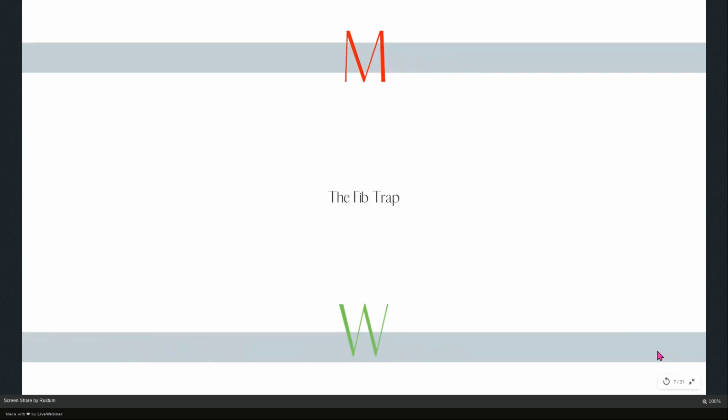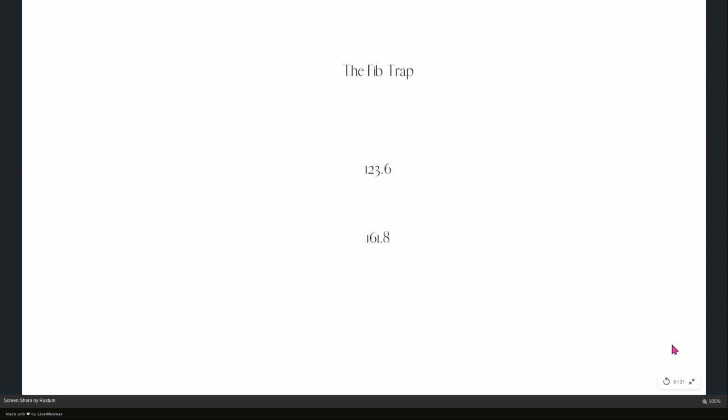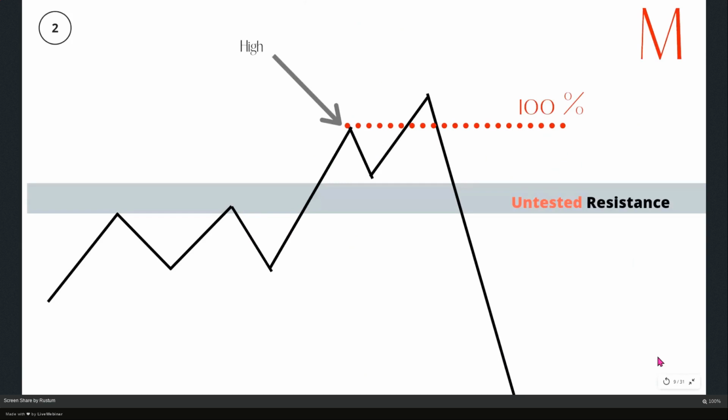So they are all traps. Yeah. They are Fibonacci traps. This is the next one. The M and W, but Fibonacci traps. So these are qualified areas, both of them. We have two of these fib traps. The 123.6 and the 161.8. Two fib traps. So again, we're looking for an M pattern. Untested resistance and qualified based on 2 points there.